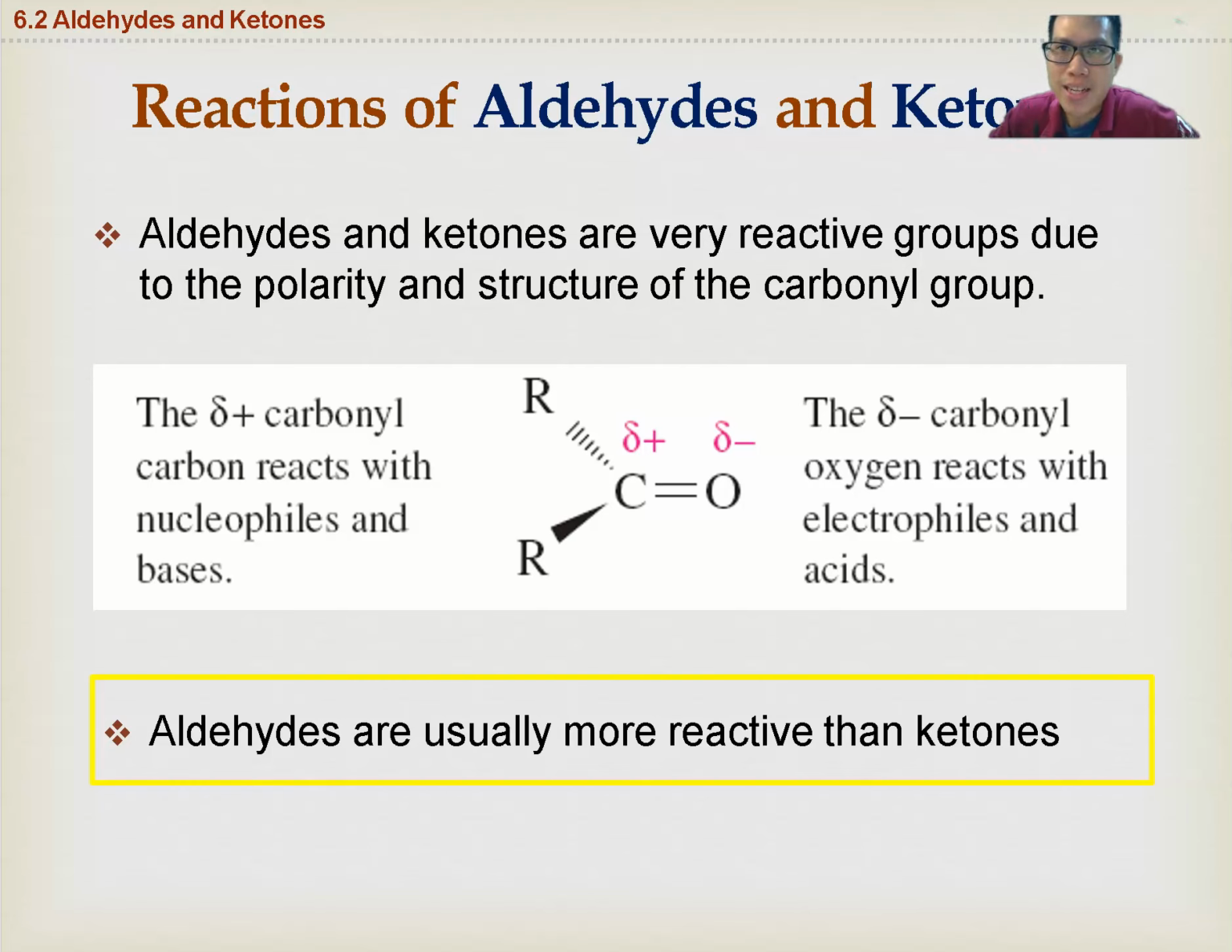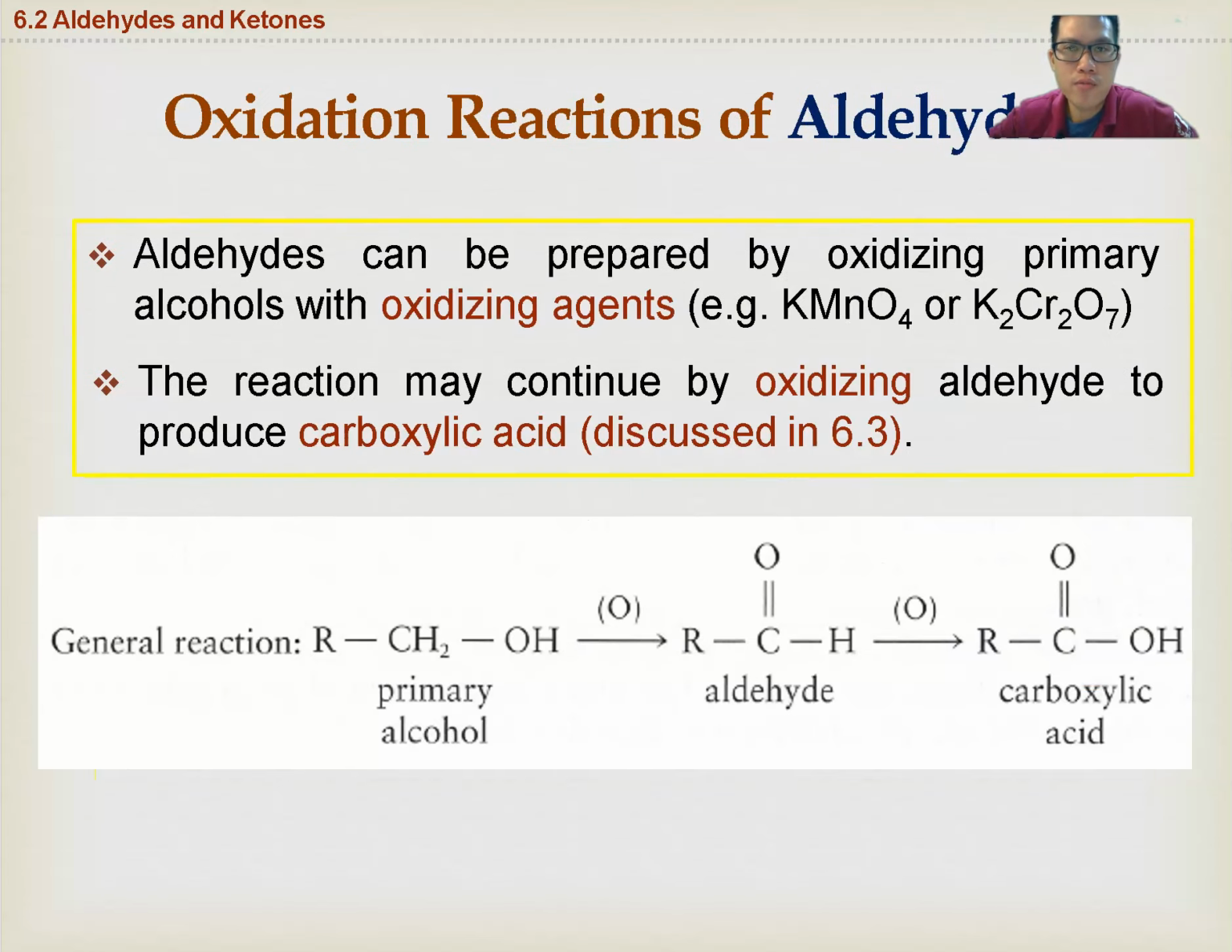This is exactly the same concept that we described for primary alcohol, secondary alcohol, and tertiary alcohol: the accessibility of the functional group for reactions. You can see from here that the aldehyde can be formed through oxidation of primary alcohol, and it can be further oxidized to a carboxylic acid. We mentioned that in the previous part.